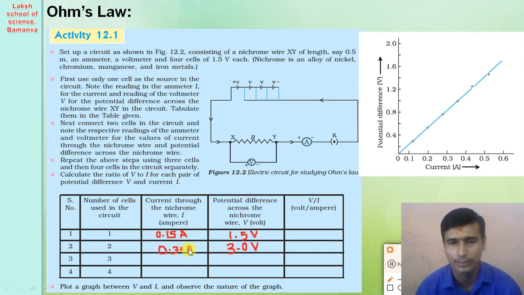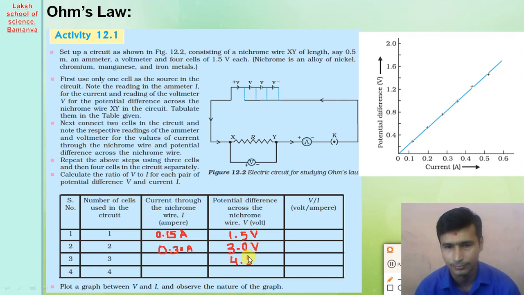सो ऐसे हम उसके बाद यही स्टेप्स हम रिपीट करेंगे 3 सेल के लिए. Repeat the above steps using 3 cells and then 4 cells separately, and note down each value of the electric current passing through the nichrome wire and the potential difference across the nichrome wire. We write both the values, right?